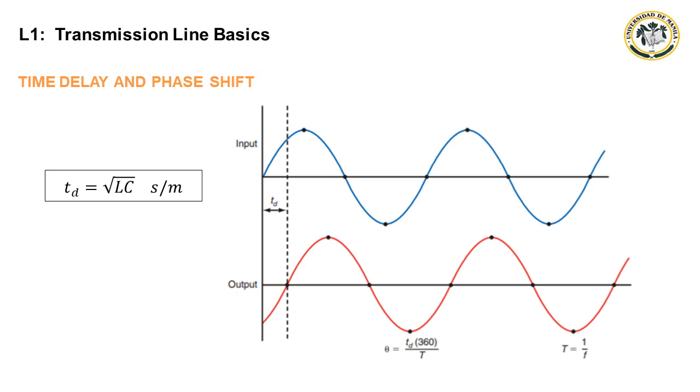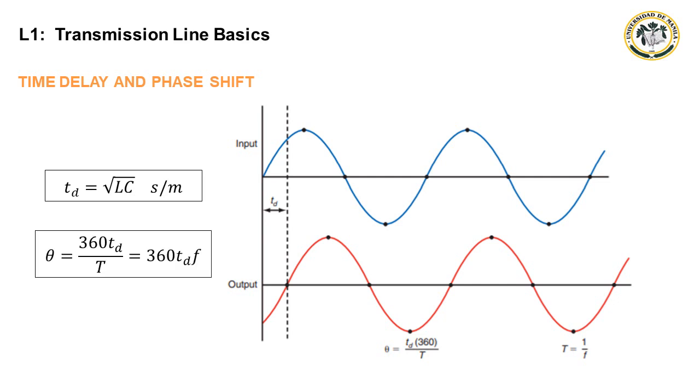This figure shows the effect of time delay on a sine wave signal. The output sine wave appears later in time than the input, so it is shifted in phase. The effect is the same as if a lagging phase shift were introduced by a reactive circuit. To determine the phase shift represented by the delay, the frequency and the period of the sine wave must be known.